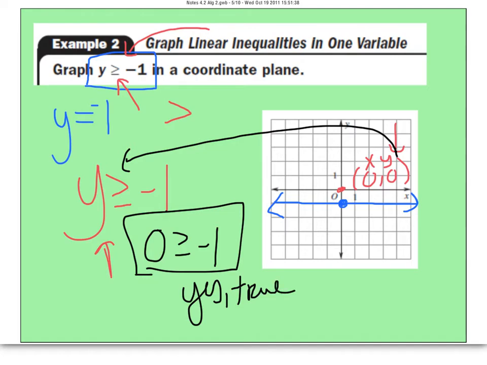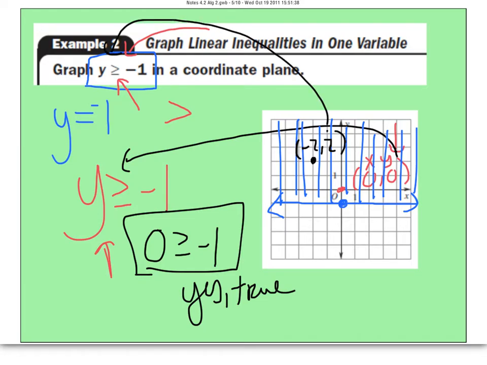So that means the upward side of this blue line is the correct side. Then you shade everything in that region, which means any ordered pair in that blue region would work in this inequality. For example, what if I chose the ordered pair -2, 2? I would take the y, which is 2, and put it in here, and it would say 2 is greater than or equal to -1, which is true. All of these ordered pairs are viable solutions to that inequality.